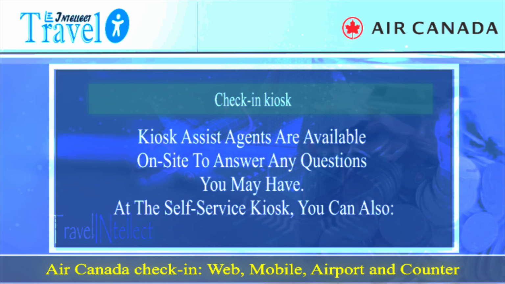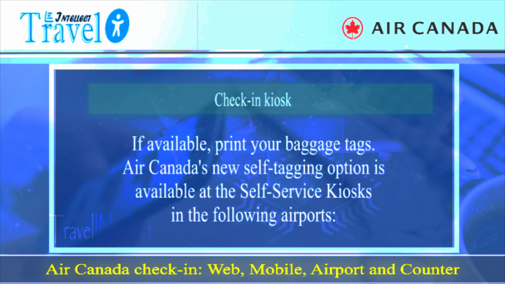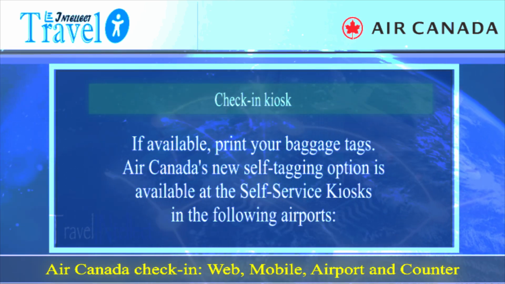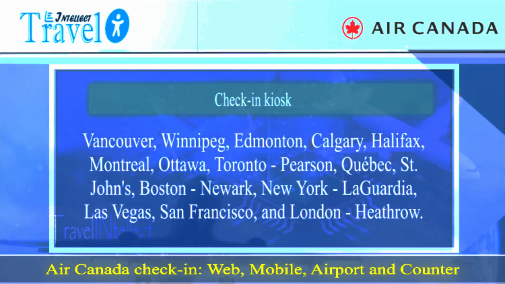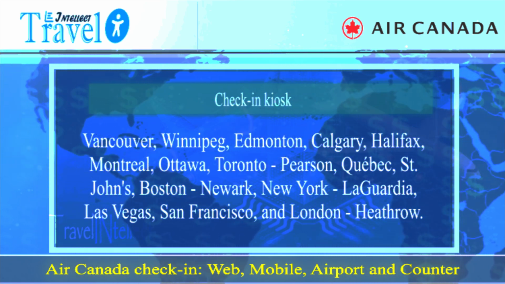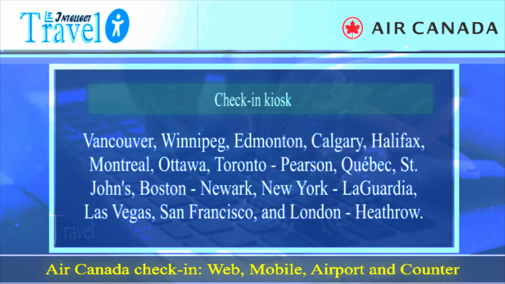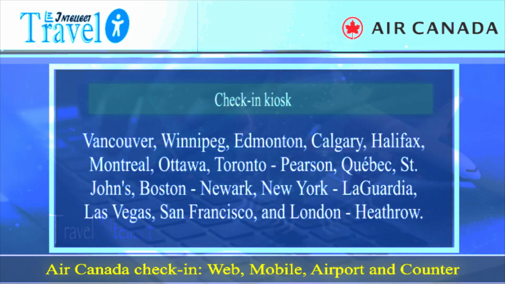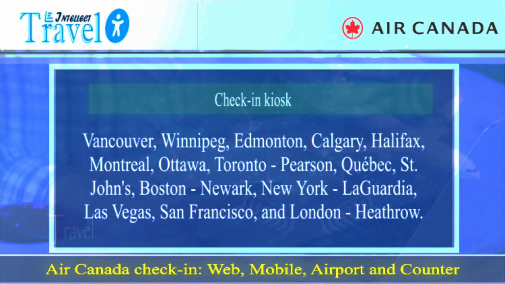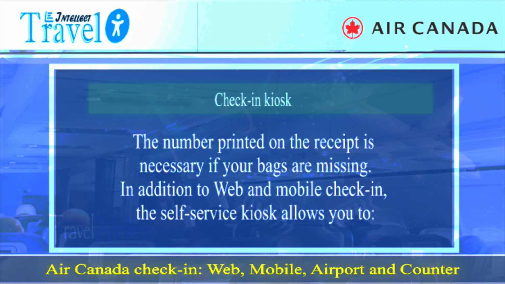At the self-service kiosk, you can also, if available, print your baggage tags. Air Canada's new self-tagging option is available at the self-service kiosks in the following airports: Vancouver, Winnipeg, Edmonton, Calgary, Halifax, Montreal, Ottawa, Toronto Pearson, Quebec, St. John's, Boston, Newark, New York LaGuardia, Las Vegas, San Francisco, and London Heathrow. The number printed on the receipt is necessary if your bags are missing.